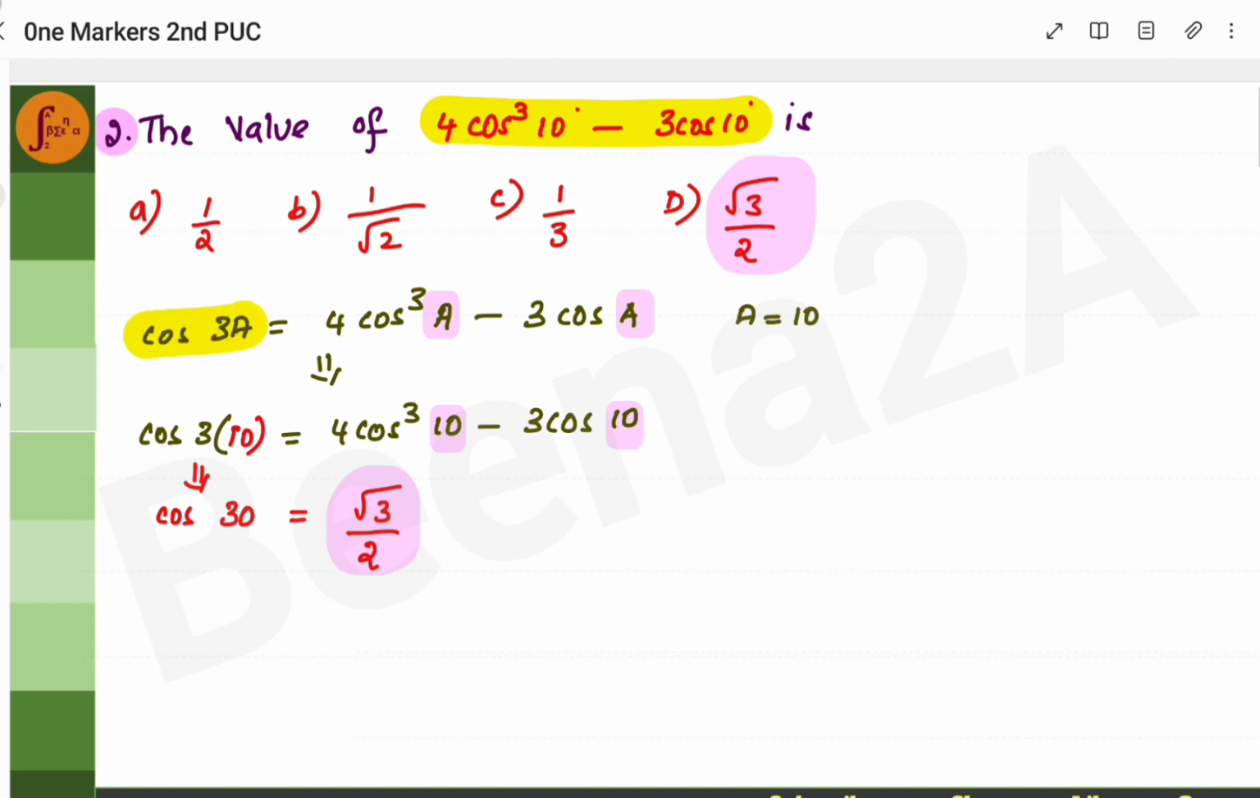Right? Now, here, instead of A, you have 10. So, what is 3A? 3 into 10, 30. That's all. What is cos 30? Root 3 by 2. Straightforward.